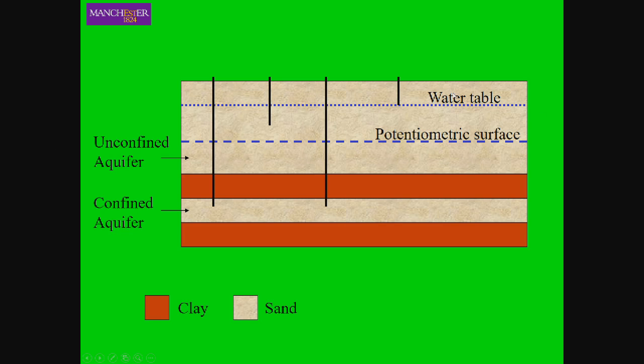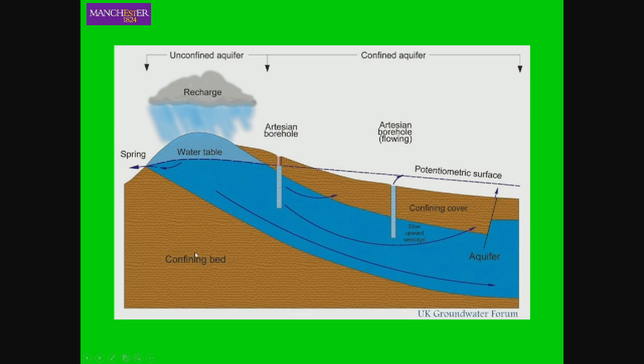The water table is real. It's a physical thing that you can detect. The potentiometric surface isn't. It's a hypothetical surface that exists even if we don't drill the borehole. There isn't actually water coming from the confined aquifer up to this potentiometric surface unless we drill boreholes. But nevertheless, we can describe a potentiometric surface for a confined aquifer. That difference, as it turns out, is really important in how much water you can get out of these different types of aquifers.